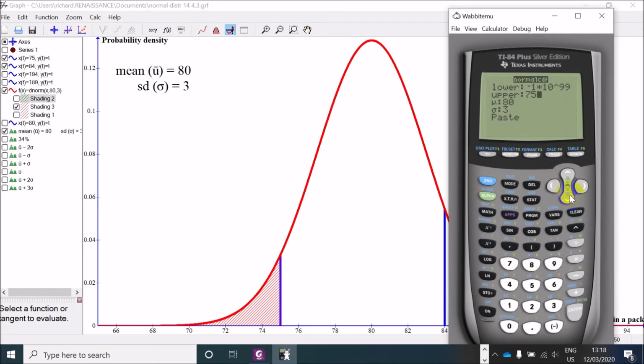The mean and the standard deviation are still the same. Let's see if I use the right minus. Yes. So 0.048% of my matchboxes have less than 75 matches. That's not too many.